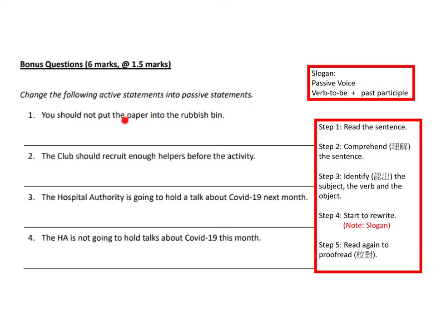Number 1 Step 1 You should not put the paper into the rubbish bin。你唔應該放嗰啲紙入去個垃圾箱。咁將會改成嗰啲紙唔應該被你放去入垃圾箱。Step 3 You, subject, should not put the verb, the paper, object, into the rubbish bin. That is the adverbials, talking about the place.